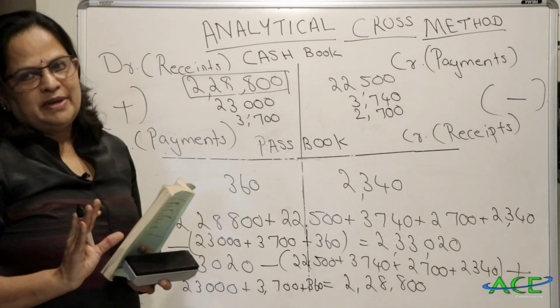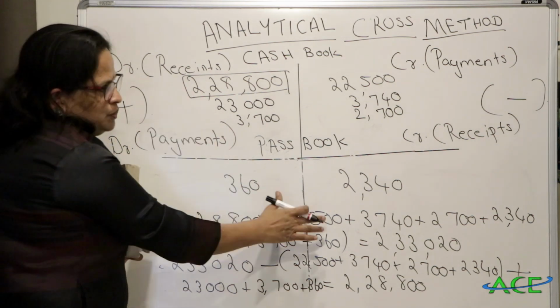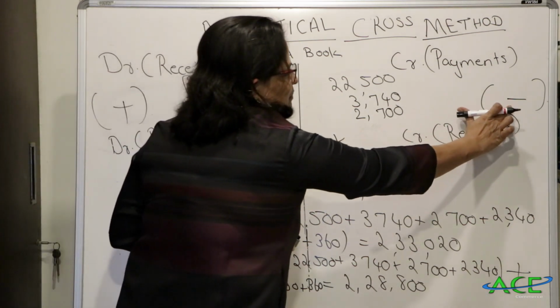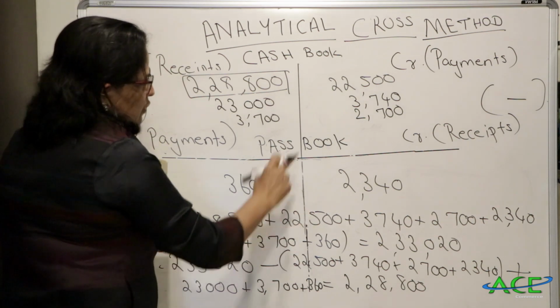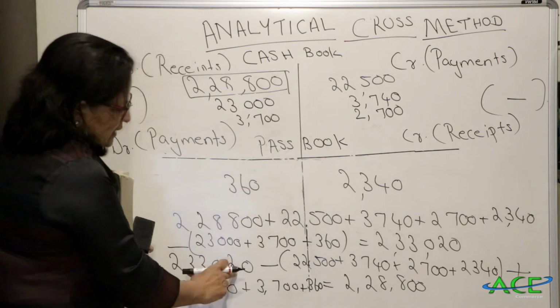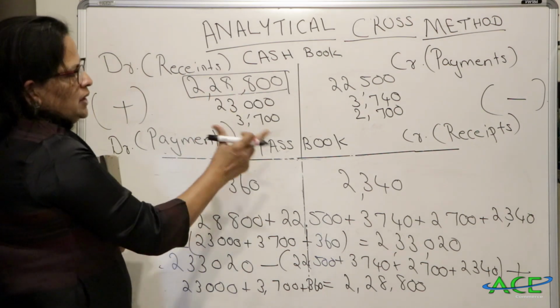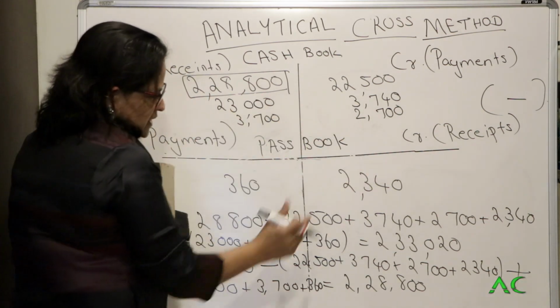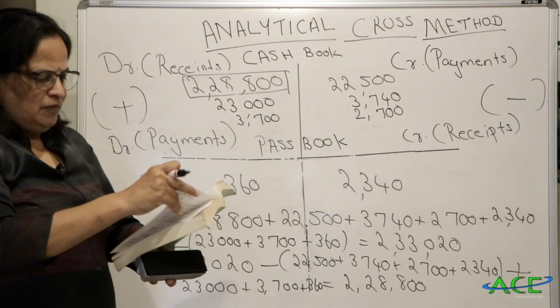So the first problem I have explained. We have learned how you will get from cash book to passbook. Here the sign will be plus, here the sign will be minus. When you have the passbook balance as 2,33,020 and want to get the cash book balance, the signs will be opposite and you will get the balance. Now one more problem we will do.